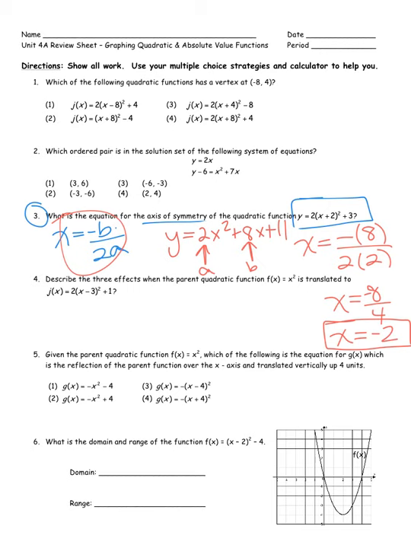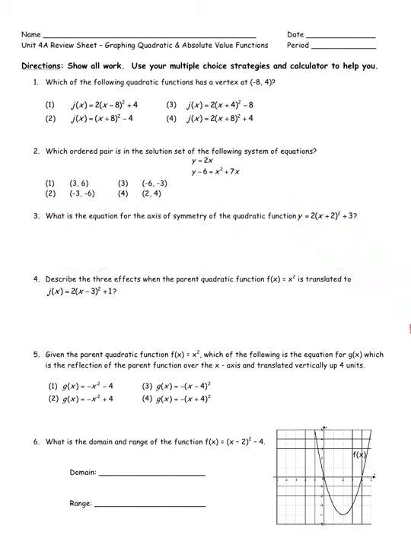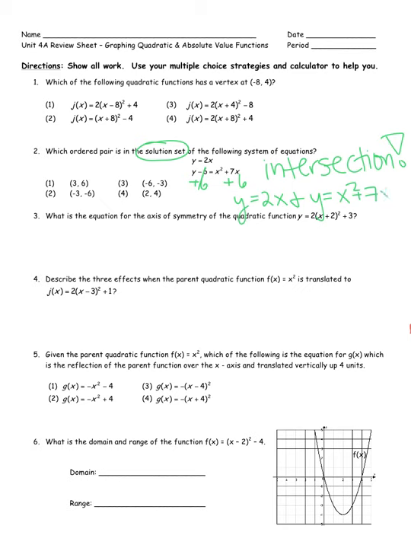All right, so now I would like to take a look at number 2. What we need to know for question number 2 is that when I ask for a solution set, that means intersection. Okay, so if I look, I have y equals 2x, and I have y minus x equals x squared plus 7x. So I need to bring over the 6 to get y by itself. So I'm going to be graphing both y equals 2x and y equals x squared plus 7x plus 6.